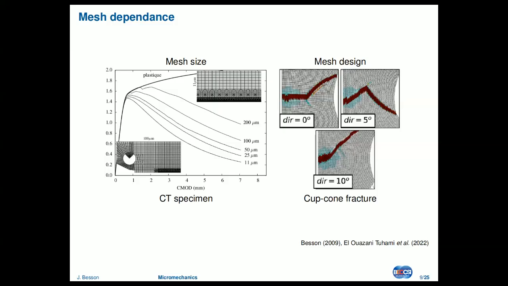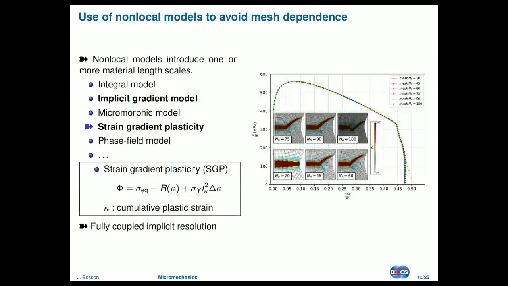And in some cases also, you want to use automatic meshing, and you will not be able to tune your crack path if you do that. So if we use a non-local model, we can solve that. There are many non-local approaches that you can find right now. You have integral models, implicit gradient models, micromorphic models, strain gradient plasticity models, phase field models, and maybe some more I forgot or I didn't know about. At some point, you have to make a choice. So in my team, we're working on both implicit gradient model, but also the strain gradient plasticity model. And here, that's the one I'm using.